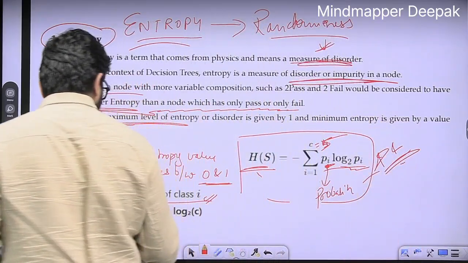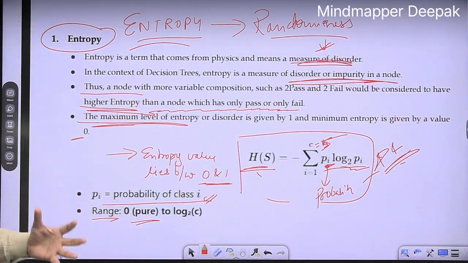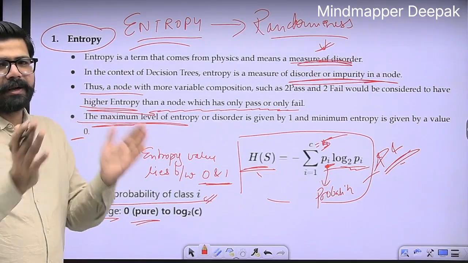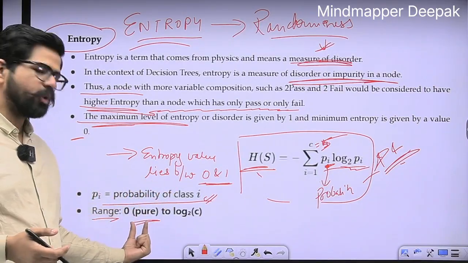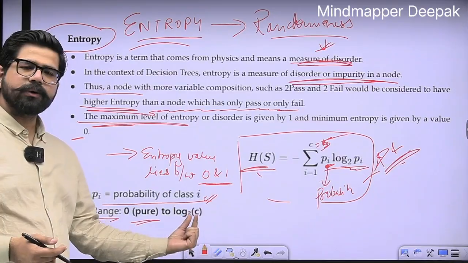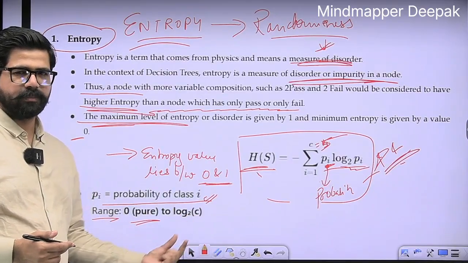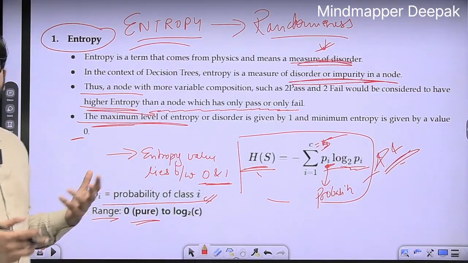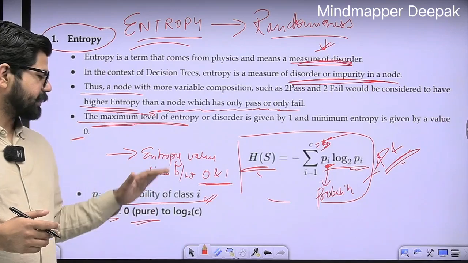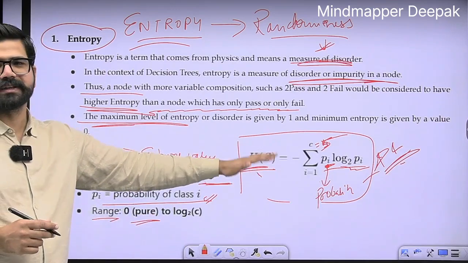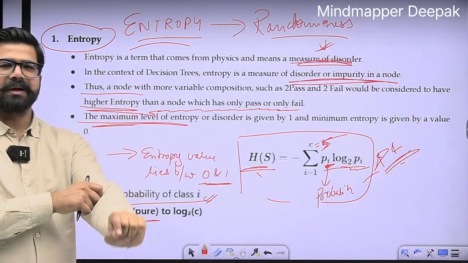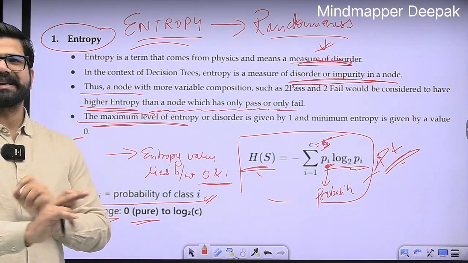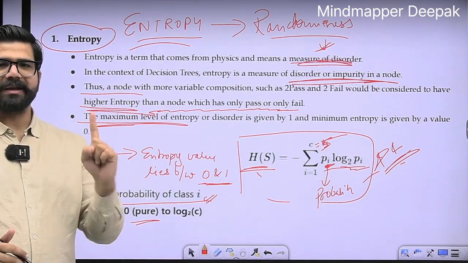The range starts from 0. If you get the entropy 0, that means randomness is 0, and the decision tree is pure. If you get log 2 of C, it will vary. So the value will mainly go from 0 to 1. That's why we can understand that the highest value for this is 1. I hope the basic concept of entropy is clear. So the first indicator or first factor is easily understood, that is the entropy in the decision tree.